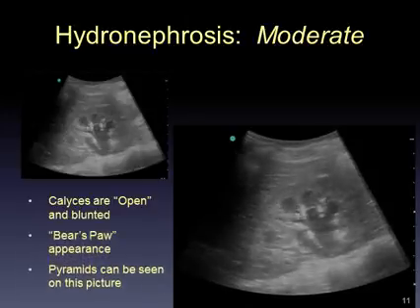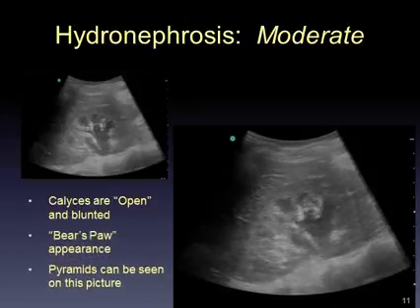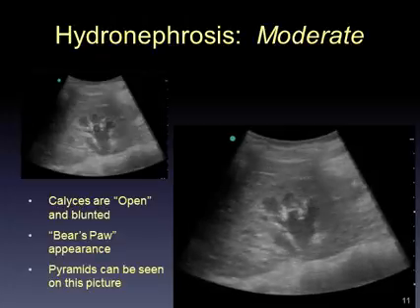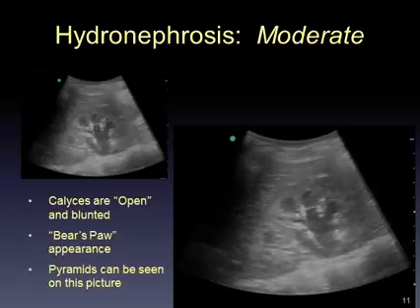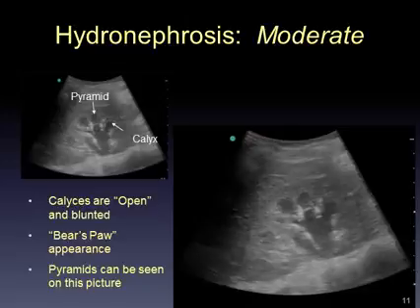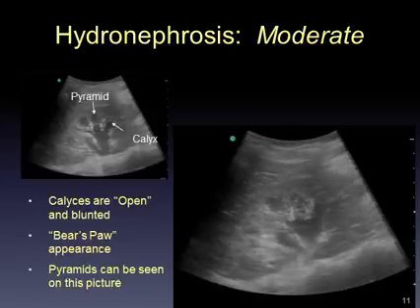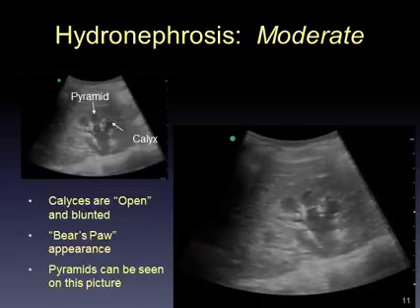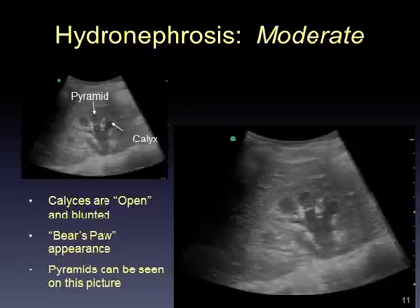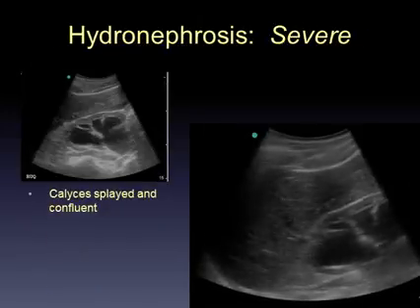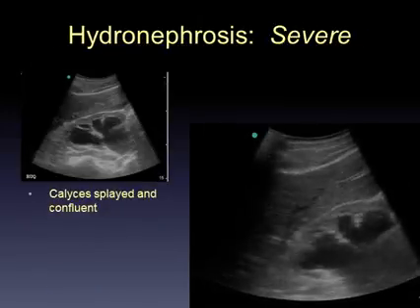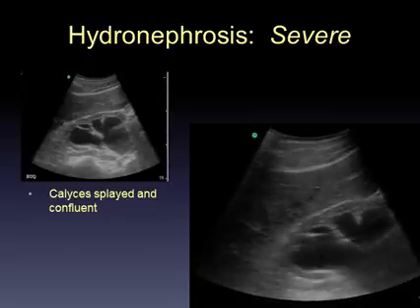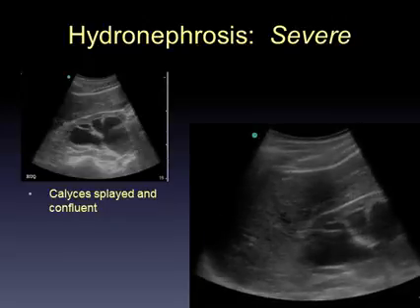This is commonly referred to as an animal footprint or bear's paw appearance. And I note that you may still be able to see a pyramid on this picture. But certainly it isn't just the small amount of fluid in the pelvis that we see in mild hydronephrosis. And here's the slide that I began with, but this is severe hydronephrosis. Now clearly this is not normal.